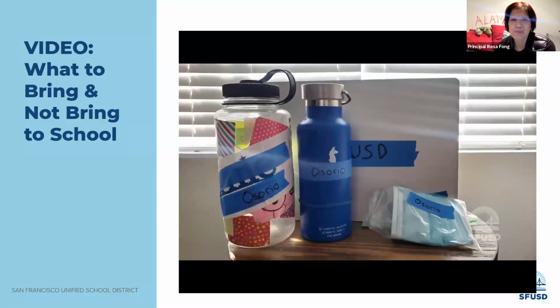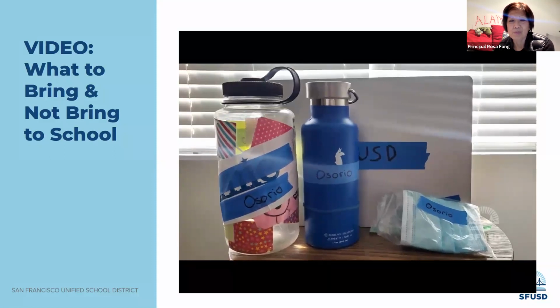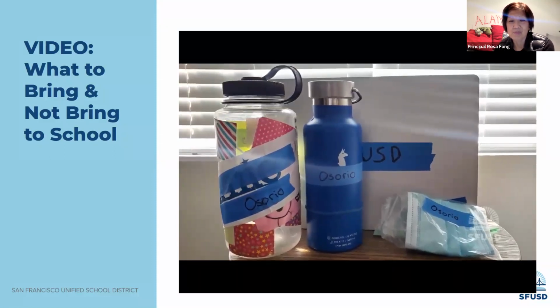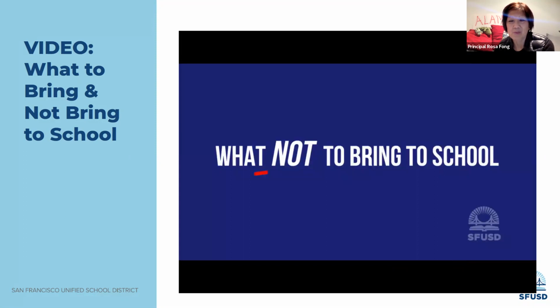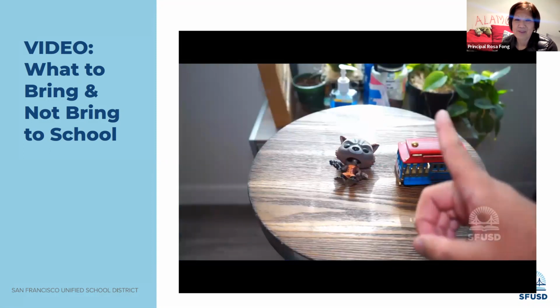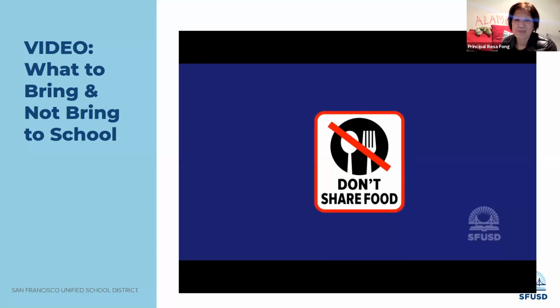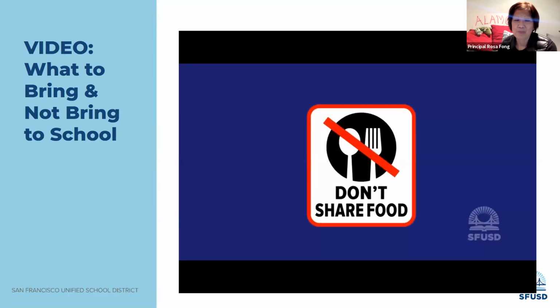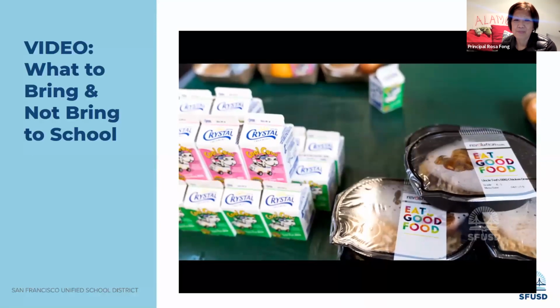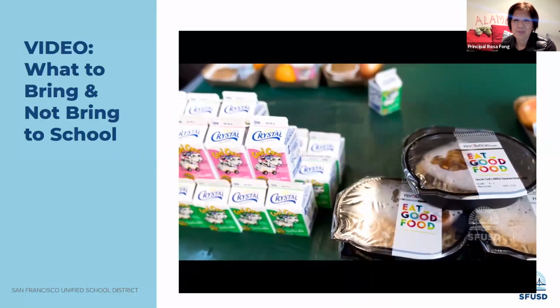And we also ask that you please label all the items with your name with some removable tape, such as blue painter's tape. Now we ask that you please do not bring the following items. Any toys. Toys need to stay home so that we don't spread germs at school. We also ask that you do not bring any food that's shared. Breakfast and lunch will be provided by your school, but you may pack your own food as long as you do not share it with others.